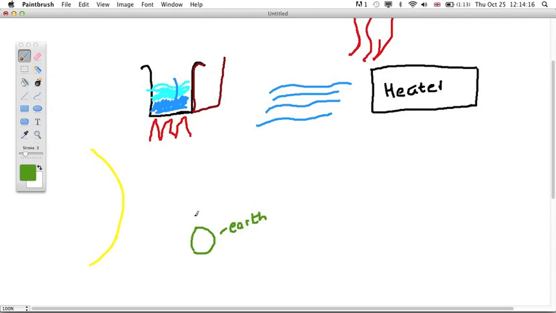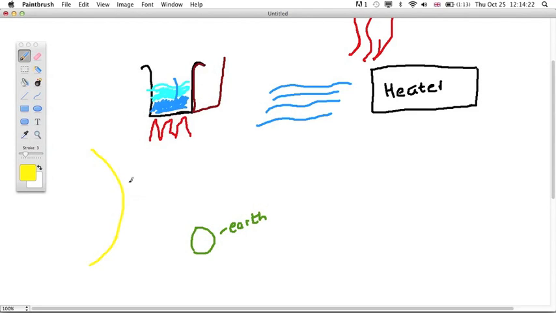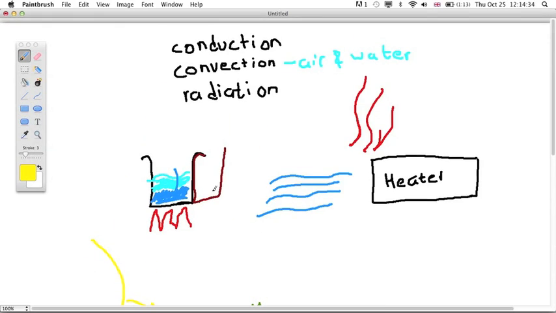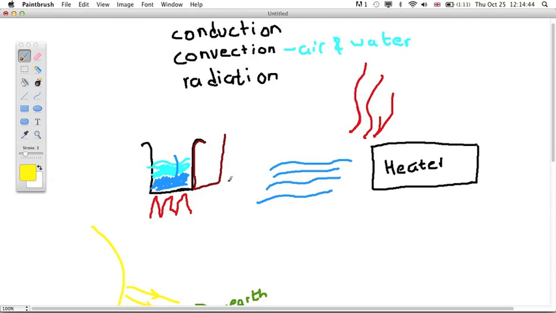Earth, and this is the sun. And here there's vacuum. Between the sun and the earth there is vacuum. There's nothing in here. So the heat goes to the earth, and light also goes to earth. So that's what radiation is. It radiates heat. And that's what heat transfer means.